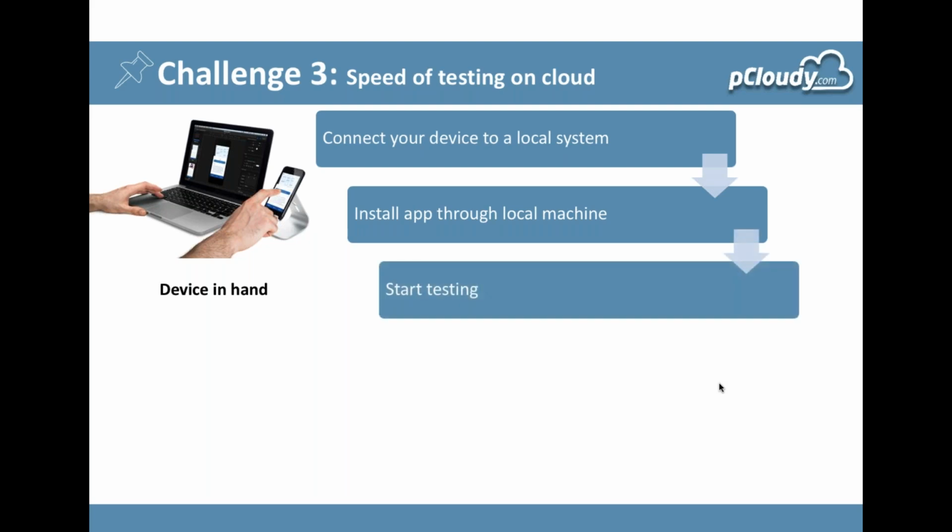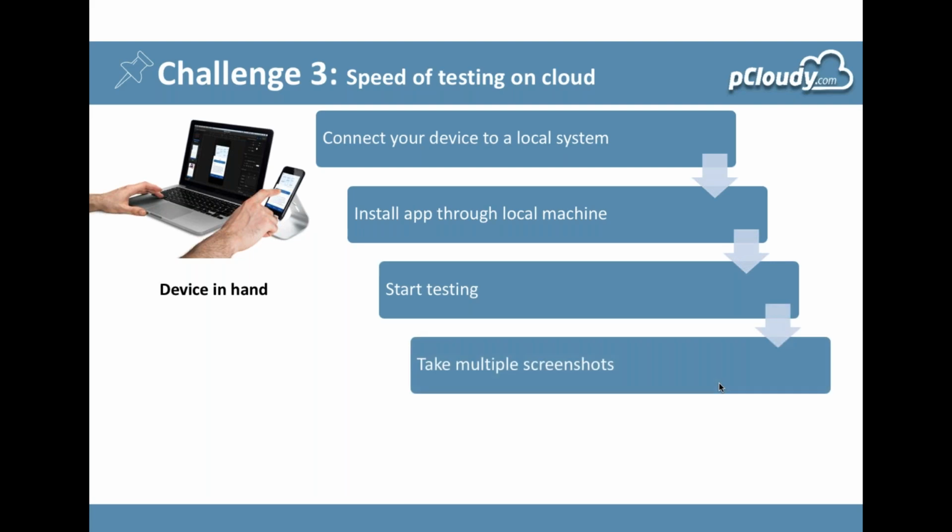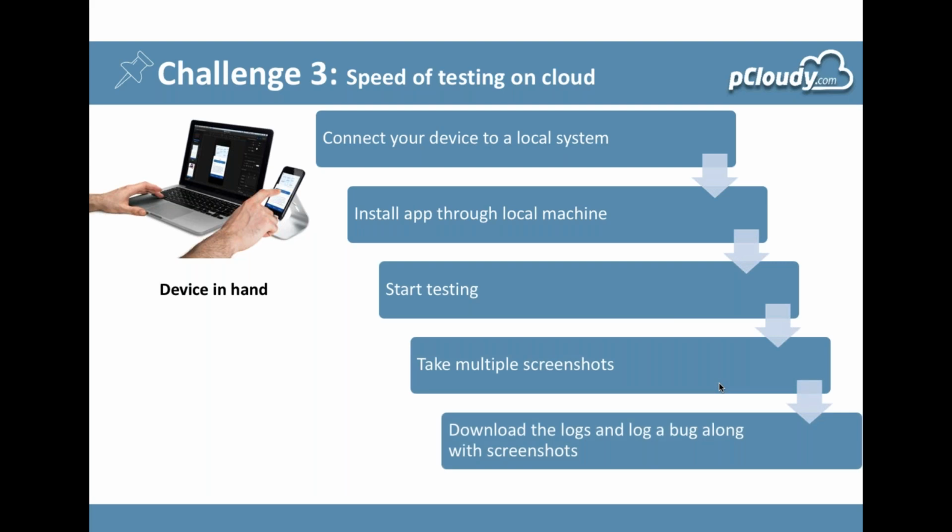That's the second step. The third step is you go through the flow of the application depending on the test case that you want to execute. You'll find certain issues, bugs, and you'll take screenshots. Then when you start logging the bugs, typically you will have to attach the device logs as well along with the screenshots. This is one of the most basic use cases of any manual testing scenario. Let's see how we do it on the cloud, and what kind of speed you can get. You can try the steps on a local device versus cloud and see how much speed you get.